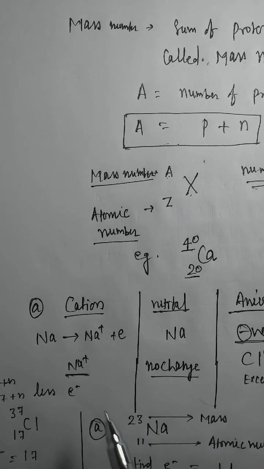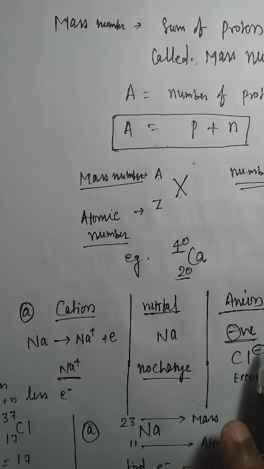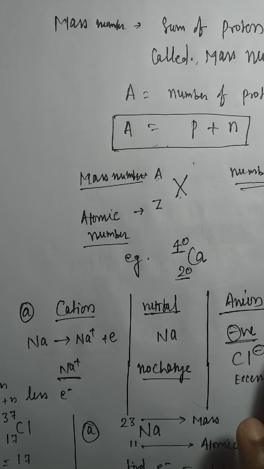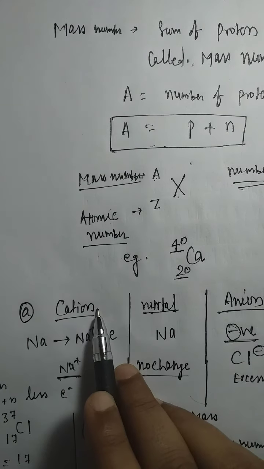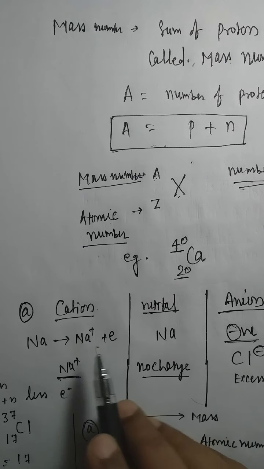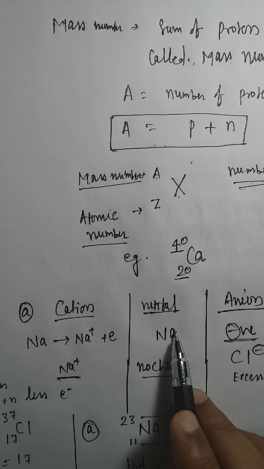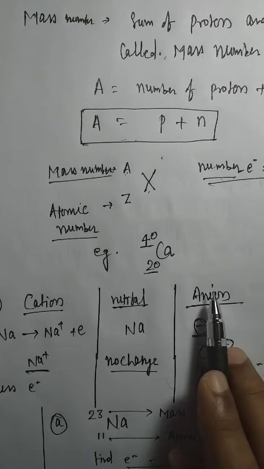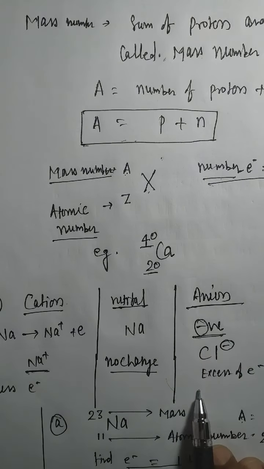Then we move ahead. There are three types of atomic forms. One is called cation. Normally we see that metals have a tendency to lose electrons and convert to cations. This is cation. Cation has a tendency to lose electrons. If someone loses electrons, it means it carries a positive charge. Neutral, there is no charge on the element. Next is anion, which carries a negative charge or excess of electrons.